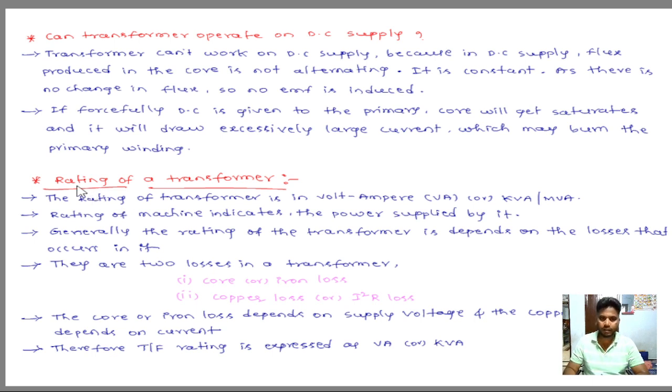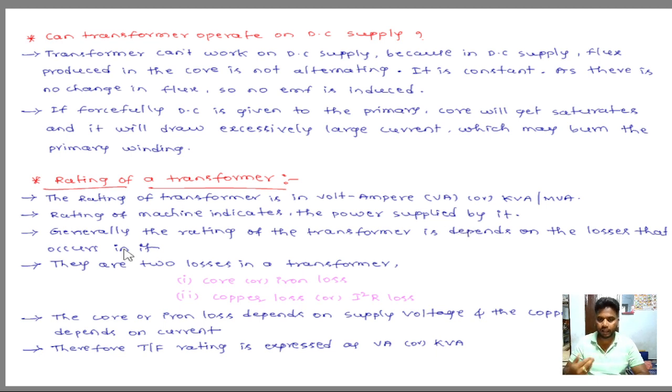And why is the rating of the transformer measured in volt ampere? Generally, the rating of the transformer is in volt ampere, kilovolt ampere, or megavolt ampere. kVA is kilovolt ampere, MVA is megavolt ampere. The rating of the machine indicates the power supplied by it. Remember, whenever there is a rating in volt ampere, kilovolt ampere, or megavolt ampere in the transformer, it indicates the power supplied by the device.